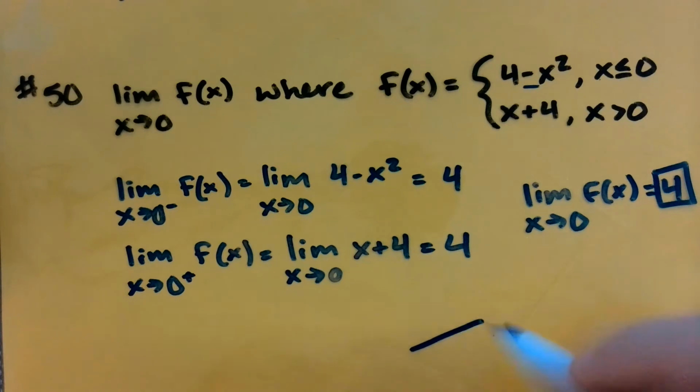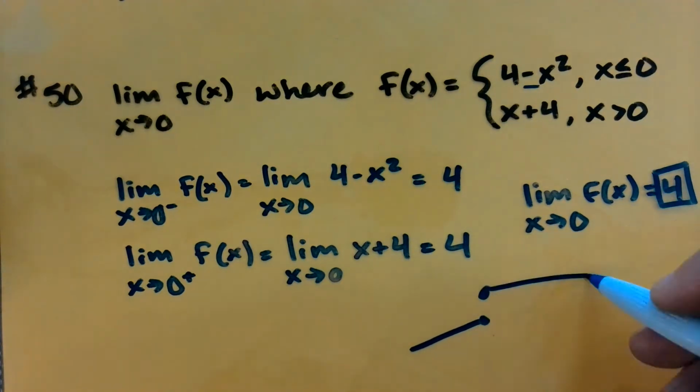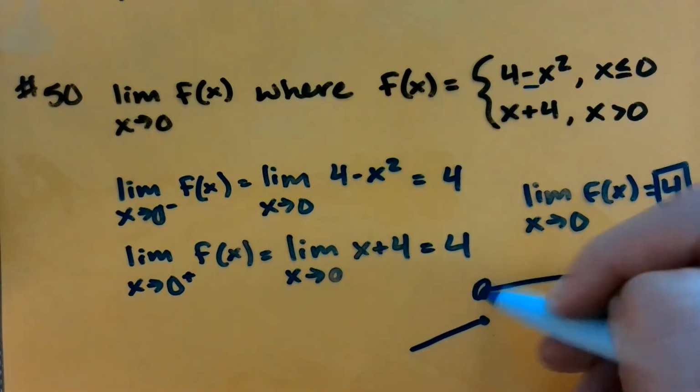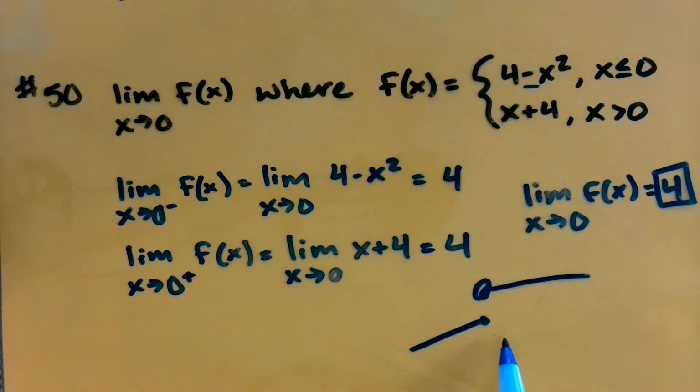Just like those examples with our graphs where it looked something like this. I meant to do an open circle there. But where it's approaching one thing from the left and another thing from the right, it is a jump, so it would not exist.